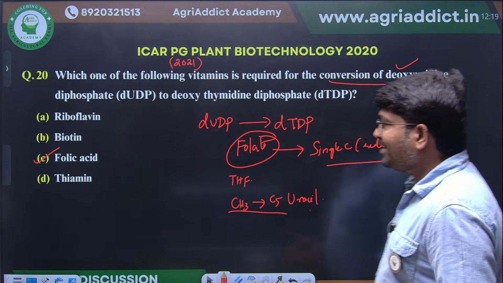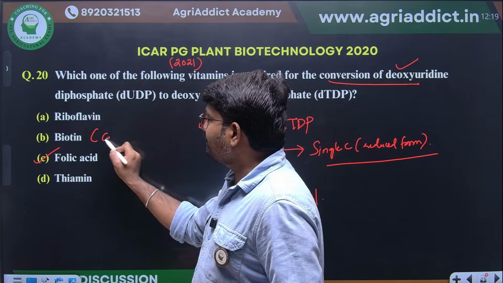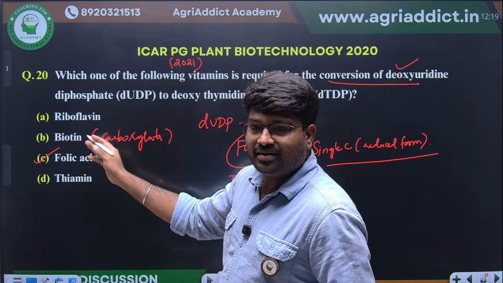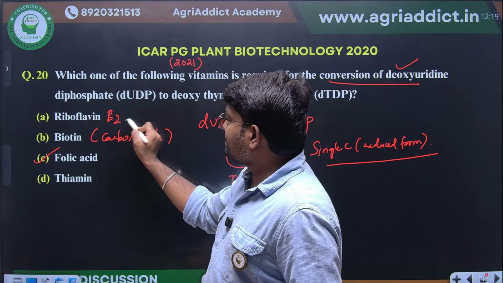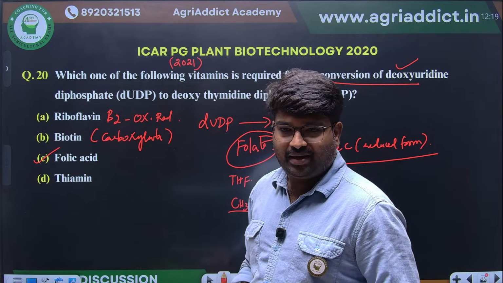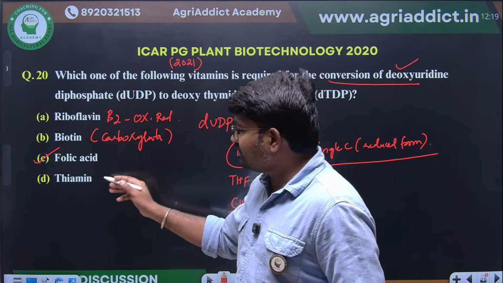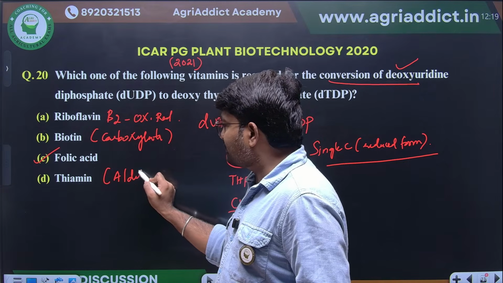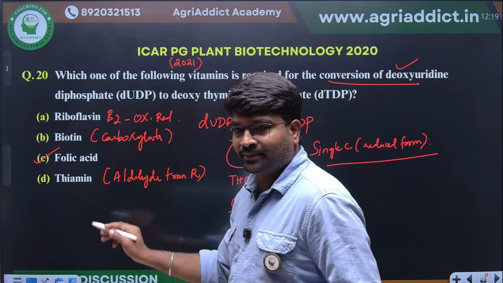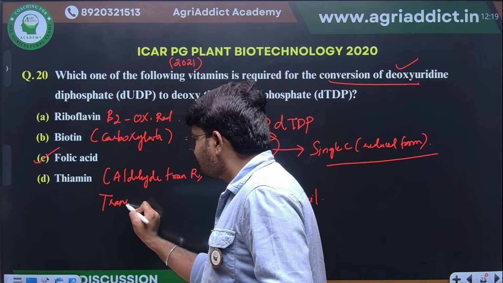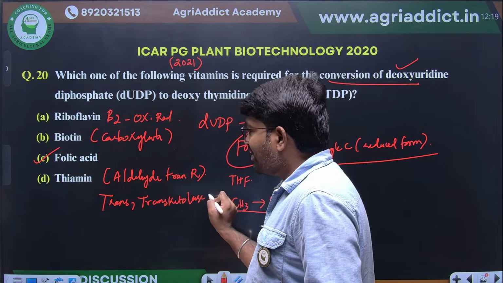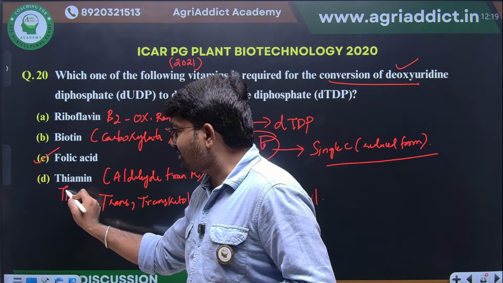Okay, clear? Then biotin means what? This will be primarily involved in carboxylation reactions. Riboflavin, that is vitamin B2, will be involved in oxidation reduction reactions. Thiamine pyrophosphate, TPP, I told you yesterday itself, will be primarily involved in aldehyde transfer reactions. Particularly if you see transaldolase and transketolase, these enzymes will have thiamine pyrophosphate, that means TPP, as a cofactor.